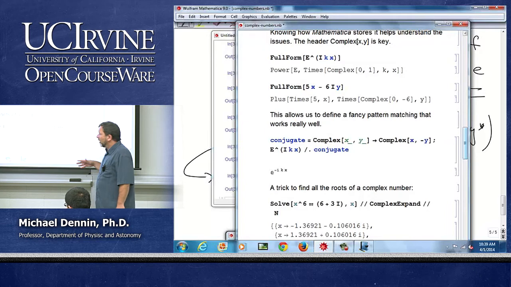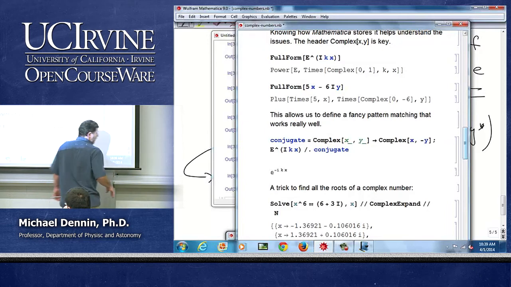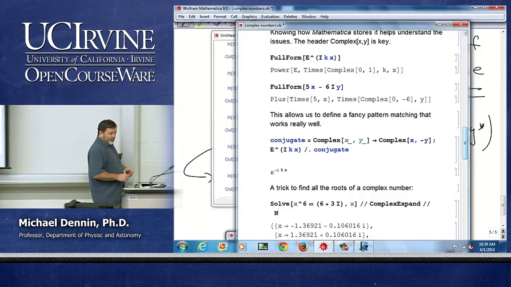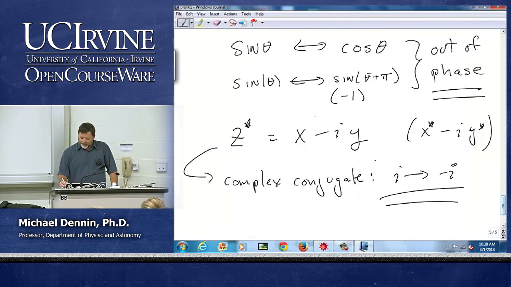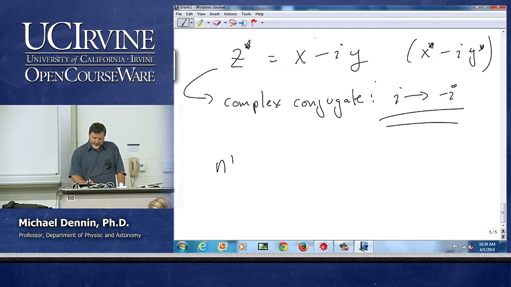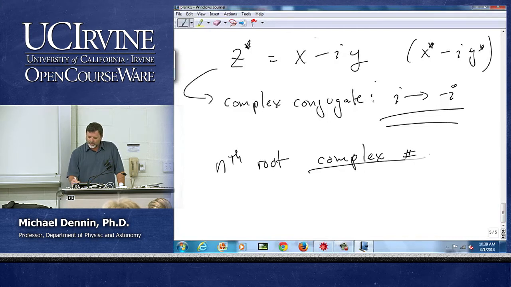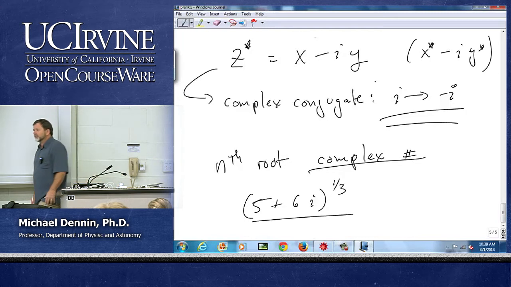Make sense? So here's another example of where that works. If you're familiar with the idea, if I want to take the nth root of a complex number, let's say I want to take 5 plus 6i, and I want the cube root. How many cube roots are there?